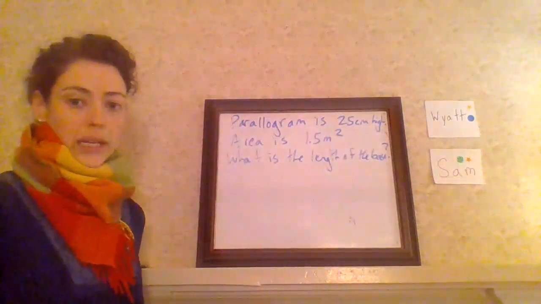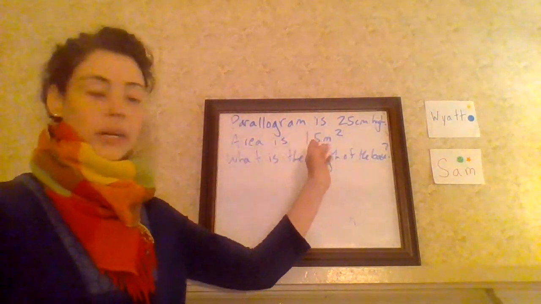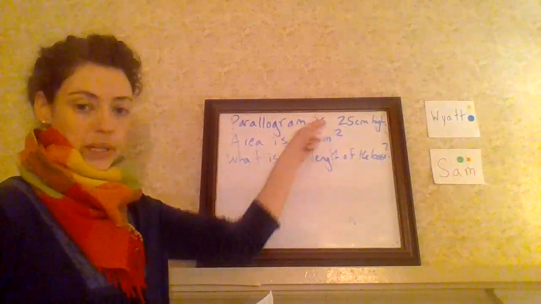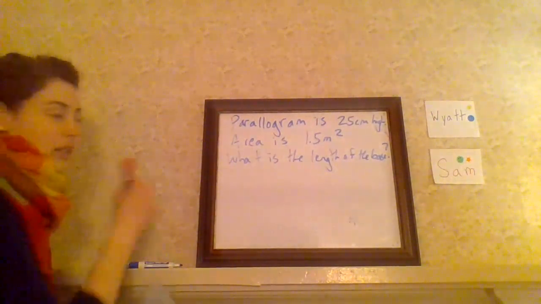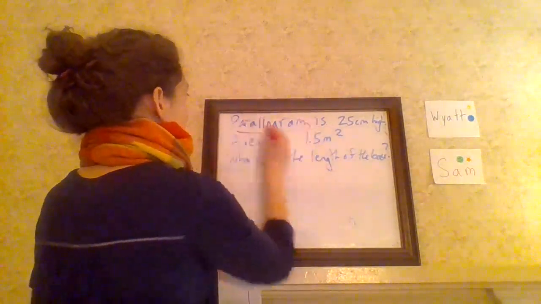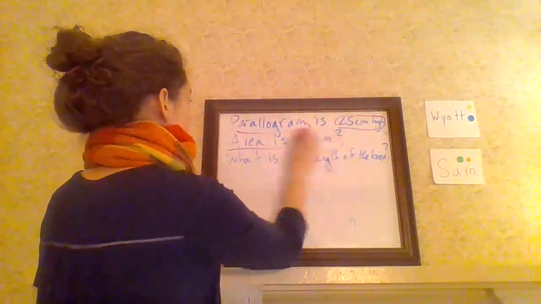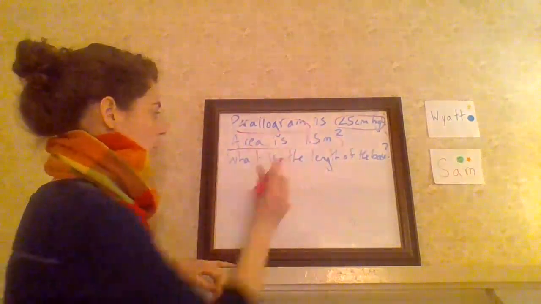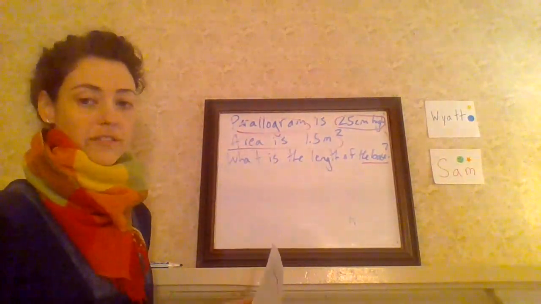Okay, so again, we have a problem where we actually know the area, but it's one of the factors going into the area that we don't know, and that's no problem. We can solve this. So let's circle what we know. We know it's a parallelogram. It's 25 centimeters high. We know the area. We don't know the base. How long is the base? So we can find that out.